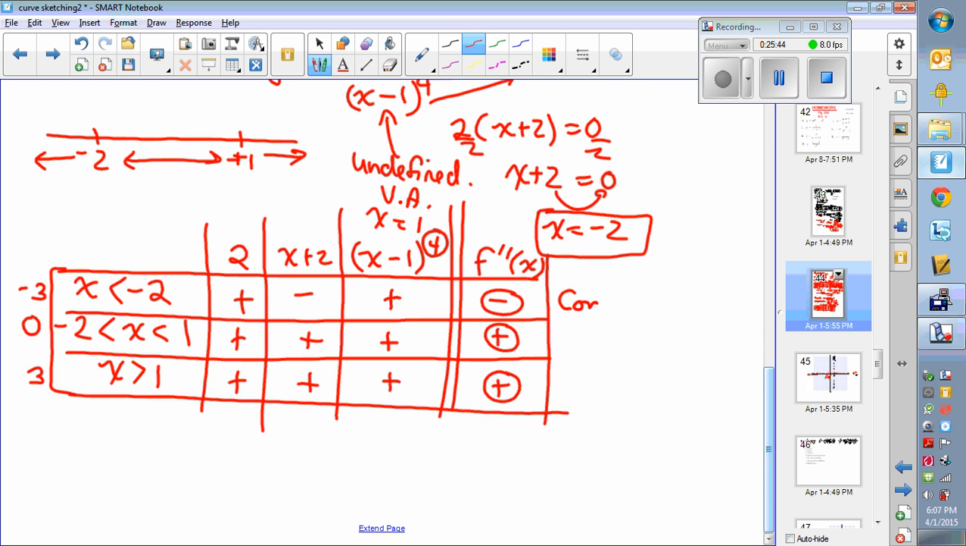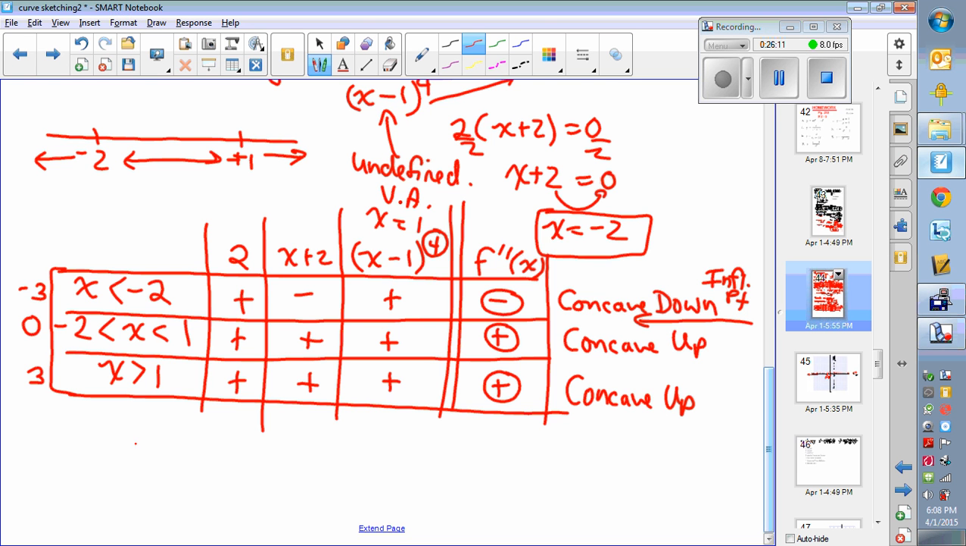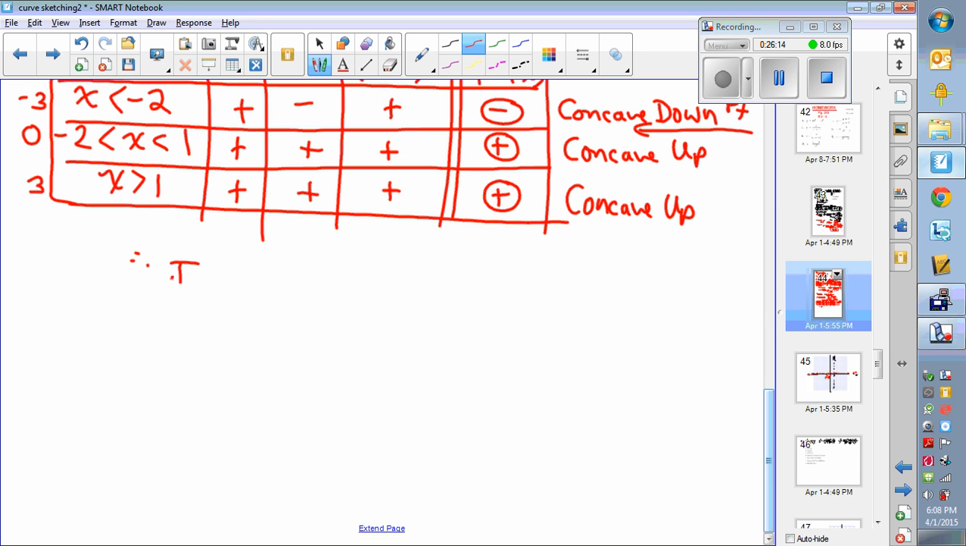So here it's concave down. It's a frown. Here it's concave up. It's a smile. And here it's concave up, meaning a smile, like it opens upward. So it looks like where it changes from concave down to concave up, you have an inflection point right there at x equals -2. So we put, therefore, inflection point where it changes concavity occurs at x equals -2.